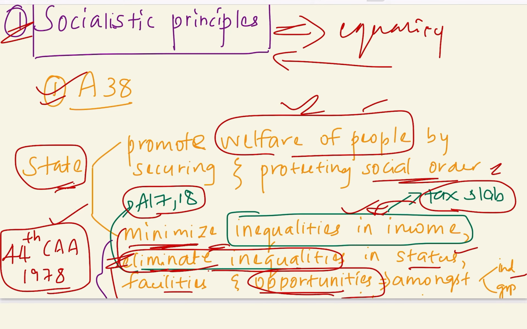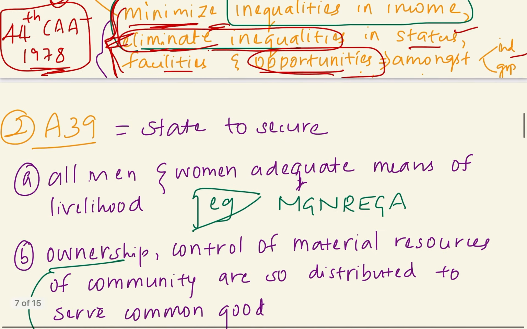This is very important because earlier also UPSC has asked about the amendments that were done to DPSP. So through which amendment, and what content was added, is very important. Through the 44th Constitutional Amendment Act of 1978, this concept was added. So this is about Article 38. Next we have Article 39.